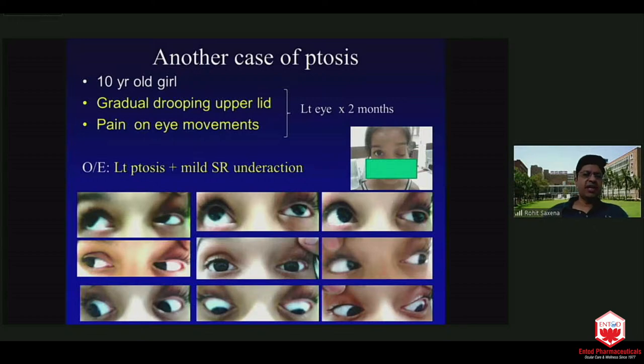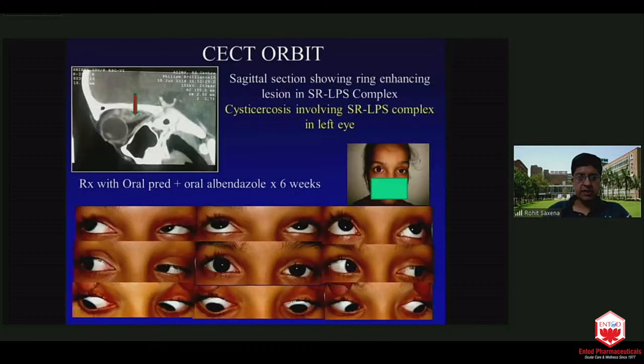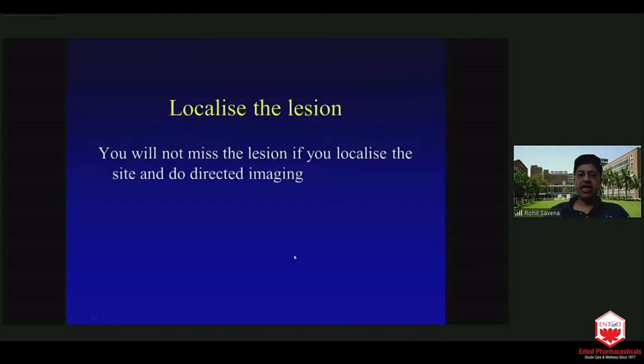Another case of ptosis, we have this 10-year-old girl with drooping lids and pain on eye movements. You can see the significant droop and very subtle superior rectus underaction. Otherwise, gross motility is fine, but you can see a slight superior rectus underaction. The patient, of course, did not have diplopia because of the ptosis. Again, localizing to the orbital apex, another case of cysticercosis involving the superior rectus and LPS in the left eye. And again, post-albendazole, you can see she was very good.